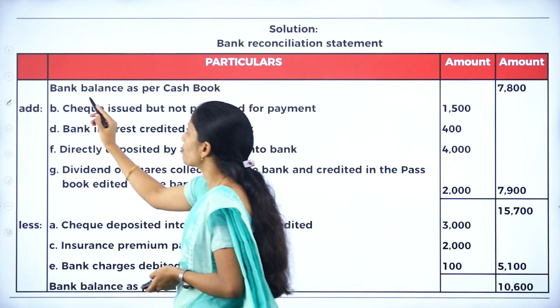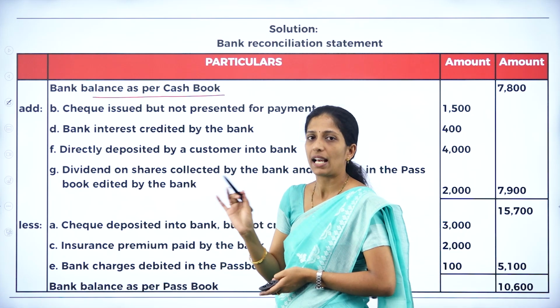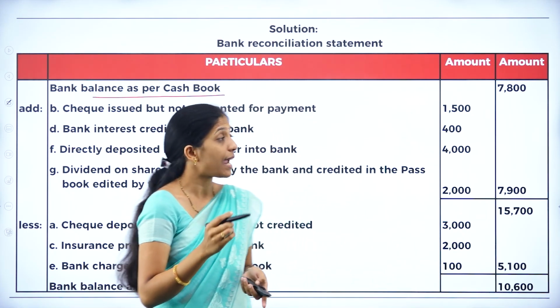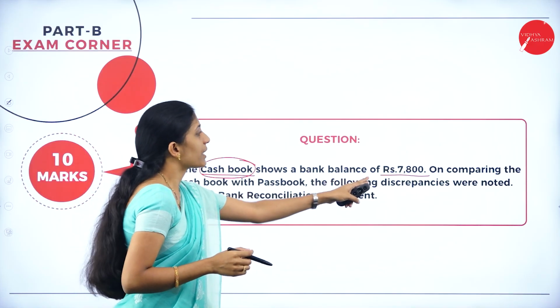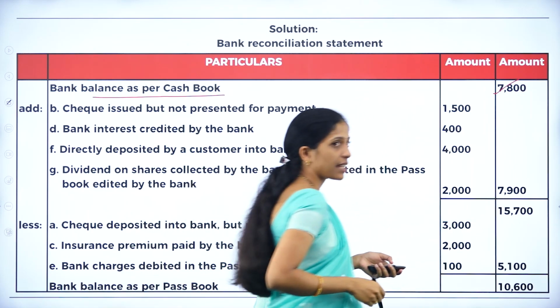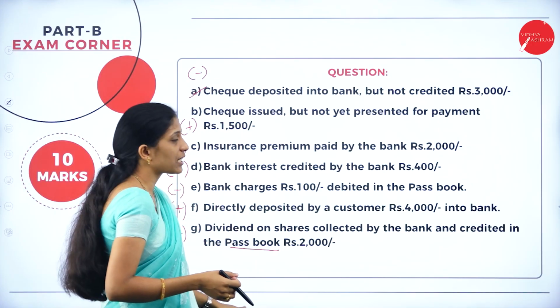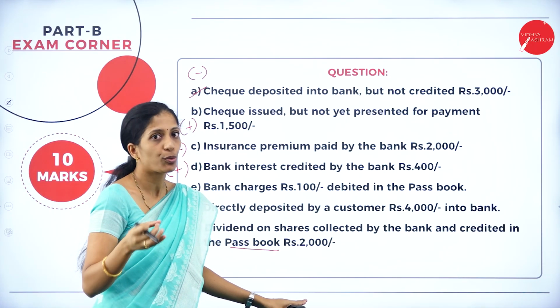So, first you will write bank balance as per cash book. In this problem they have given bank balance as per cash book. What is the amount they have given? The amount is 7,800. So, you will write the amount in the second column. Next, you have identified which are the items to be added and which are the items to be deducted.